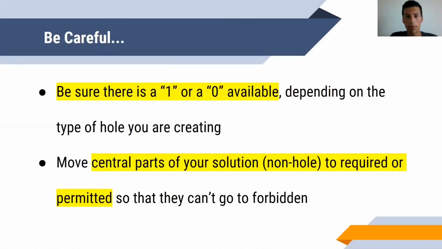But you need to be careful here. Be sure that there is a 1 or a 0 available in the resources, depending on the type of holing you're using. If there is not a 1 or a 0 and you start making a hole, you won't have the base to cancel out the hole. You also want to move the central parts of your solution, which are non-hole, to required or permitted so that they can't go into forbidden, because if they do go into forbidden, you might lose vital components of your stem. Remember, the stem is the important part of your solution, and you want to make sure that stays.